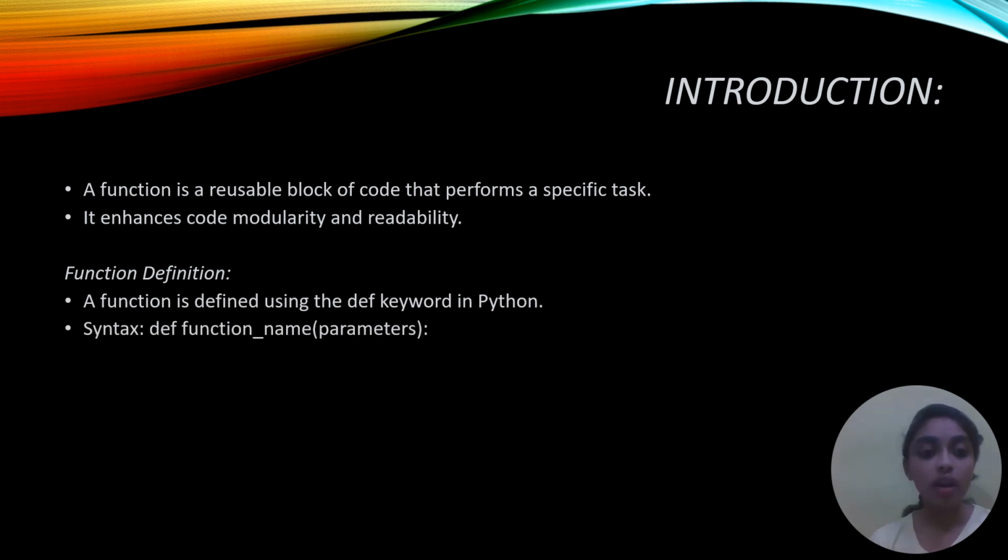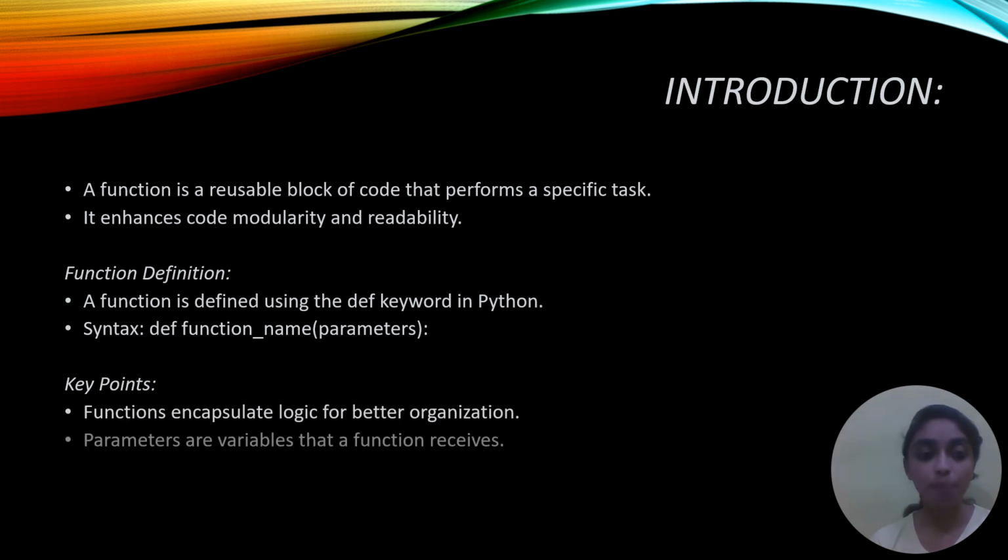Function definition. A function is defined using the def keyword in Python. Syntax is def function_name(parameters). Key points: functions encapsulate logic for better organization. Parameters are the variables that the function receives. The return statement specifies the function's output.